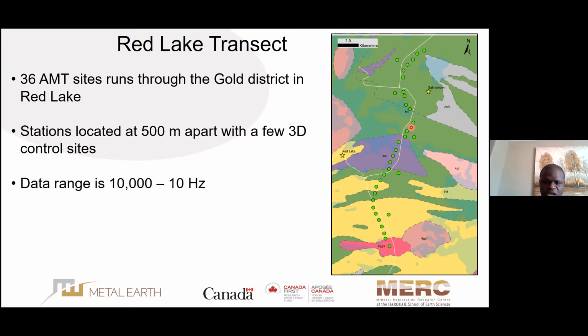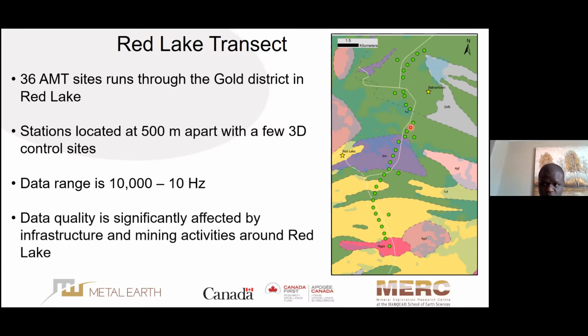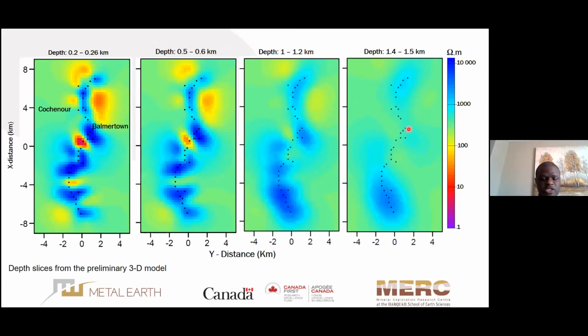Typically, the high frequency component is from 10,000 to 10 hertz, and the data quality in this region is not really encouraging, especially the tipper component, and that's basically due to the cultural noise that is everywhere, infrastructure and mining activities going on during the field campaign. But even so, for the purpose of this meeting, I used only the impedances that are fairly clean to produce a 3D model.